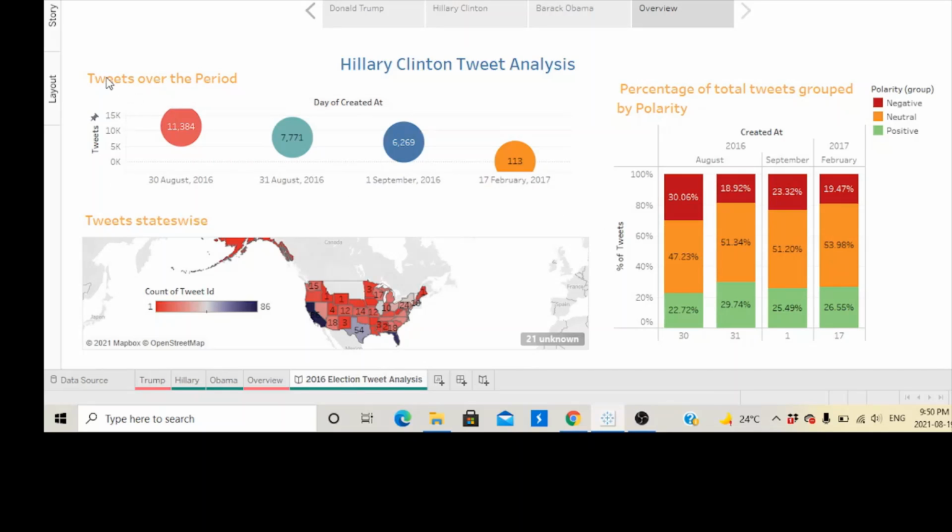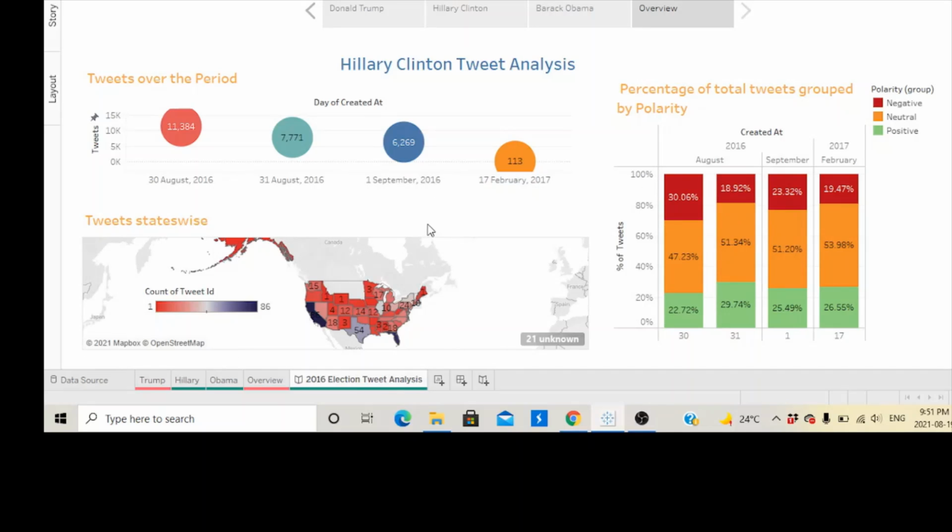So first, if we talk about the tweets over the period, on August 30th the tweets are 11,384. On the very next day, they were reduced to 7,771. On September 1st, they reduced slightly to 6,269. They gradually started decreasing, and on February 17th, they became 113.